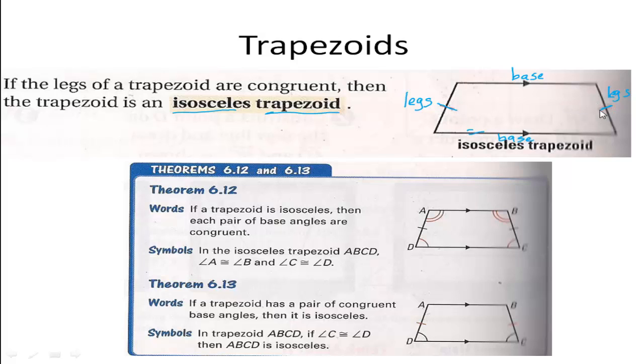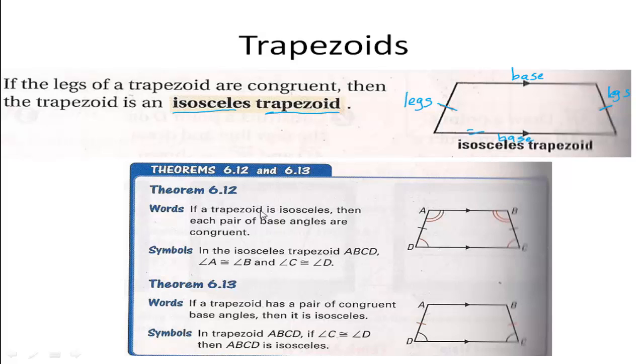So that's why you see these tick marks here. That means that this leg measures exactly the same as this leg. That only happens in an isosceles trapezoid, okay? In a normal trapezoid that's not isosceles, the legs are not congruent. Only in isosceles trapezoids. And now another thing about isosceles trapezoids, we have 2 theorems here.